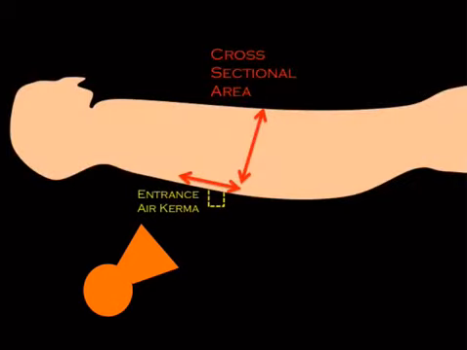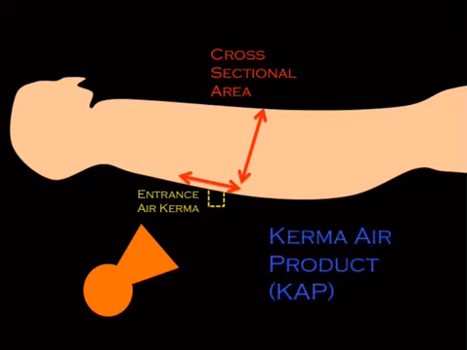The last vocabulary word with regard to this is the KAP, or the Kerma air product, or the air Kerma product. And this is supposed to account for the total amount of radiation on the patient. So it's the entrance air Kerma times the cross-sectional area. Sometimes people will call this the dose area product, something like that.